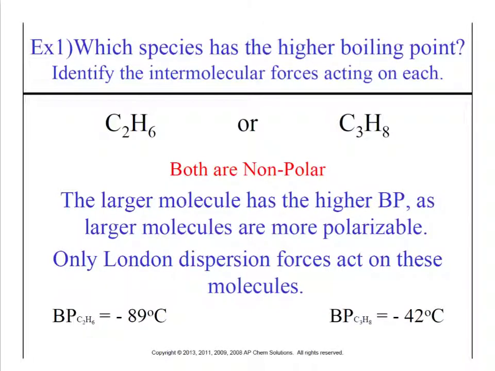So here's an example of a question you might be posed with. Which species has a higher boiling point? And we're given two choices. When we look at ones like this, we have to compare things that are fairly similar in size in order to get a good representation. If we compare one thing that's massive and one thing that's small, there are going to be more things at play than just the intermolecular forces.